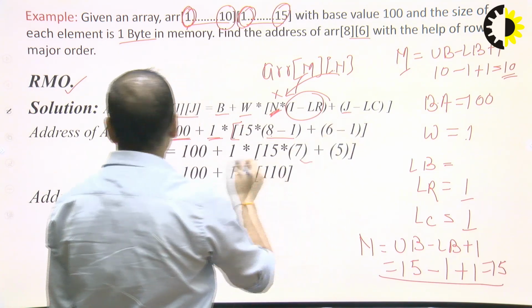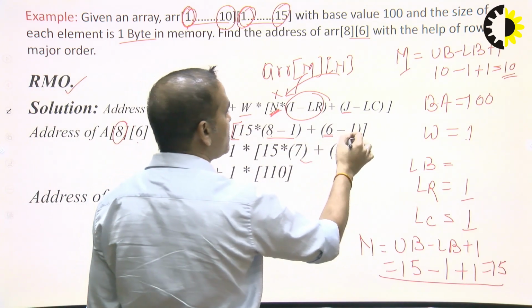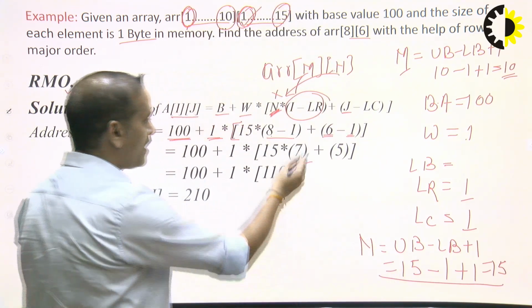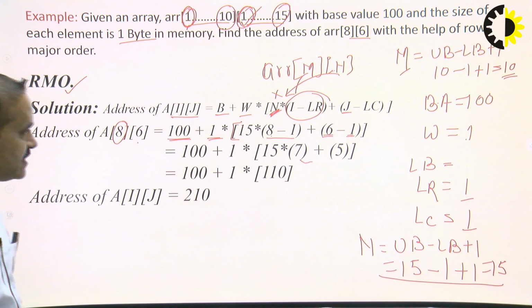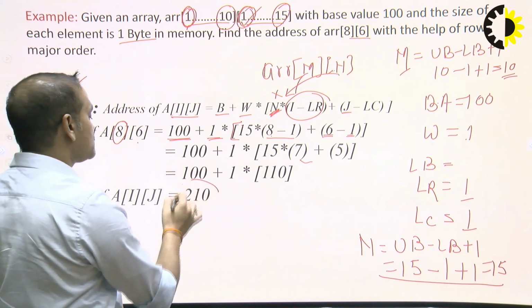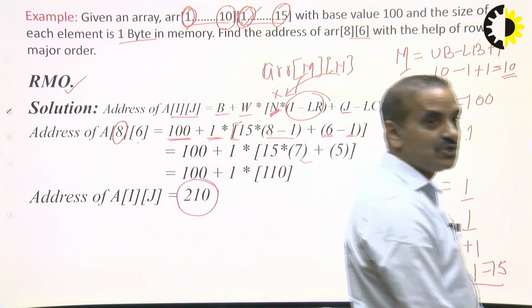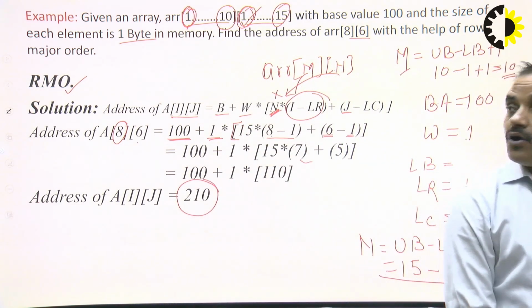The value of J is 6. We have right here 6 minus 1, that is the lower bound of column, which is 1. By simplifying and solving this equation, we get the address as 210. This is the formula which is used for the row measure order.